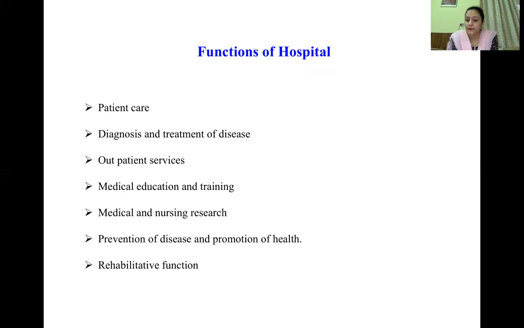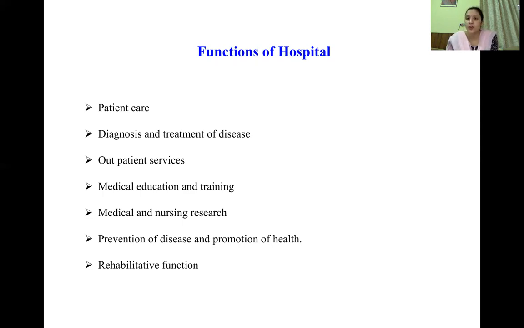Next is the education provided. Basically, it's also a very important function of hospital. It provides the training and educational courses for the professional and technical personnel who provide the health services. Again, who provides the health services? They are physicians, dietitians, or nurses. So there we can also provide the education to these people.